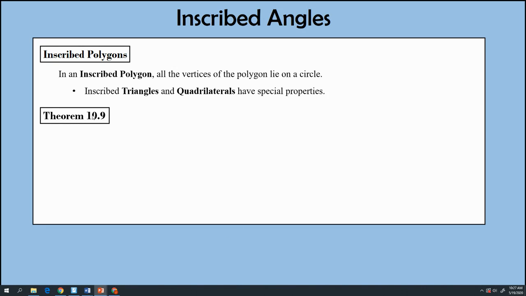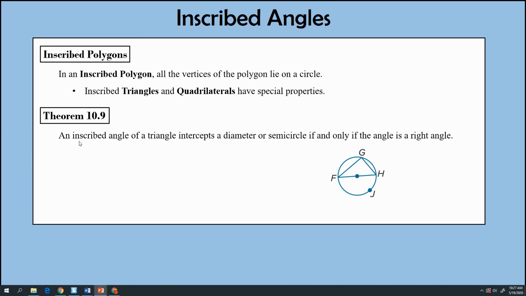Okay, so the first one here we have theorem 10.9, and what it says is that an inscribed angle of a triangle intercepts a diameter or a semicircle if and only if it is a right angle. So your if and only if means it's biconditional, which means the hypothesis and conclusion can be interchanged and it still is a true statement.